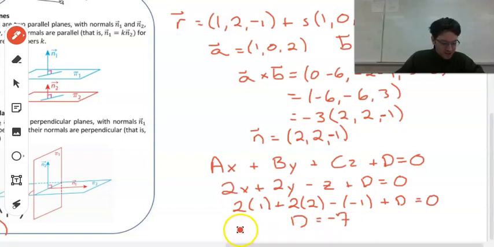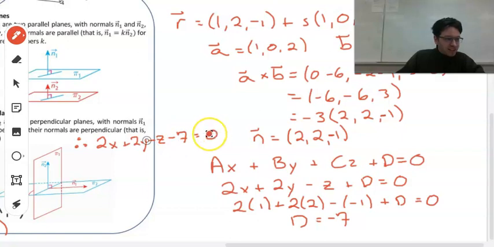Therefore, our equation is 2x. I'm going to write it over here. So therefore, 2x plus 2y minus z minus 7 equals 0 is the Cartesian equation for the plane.